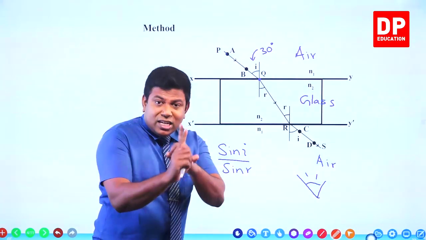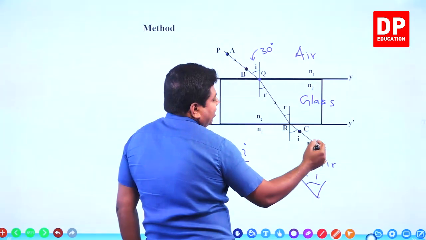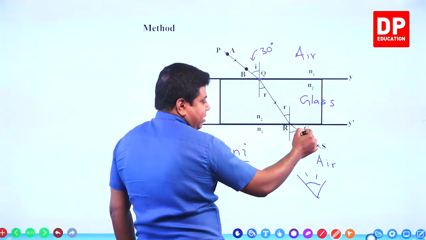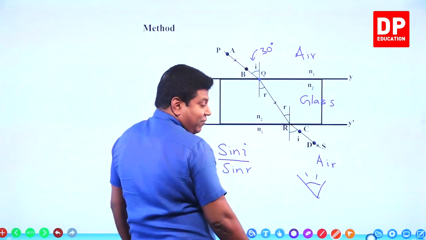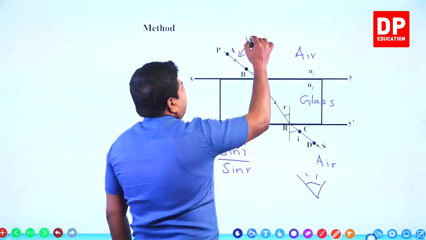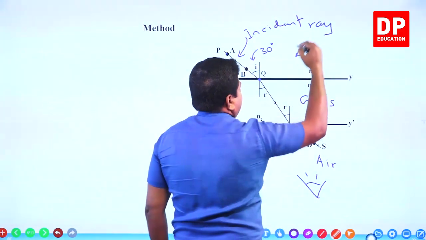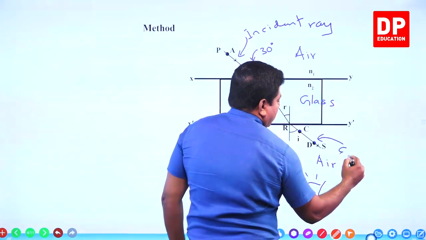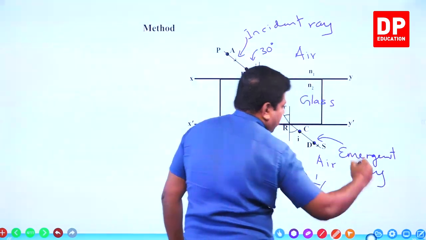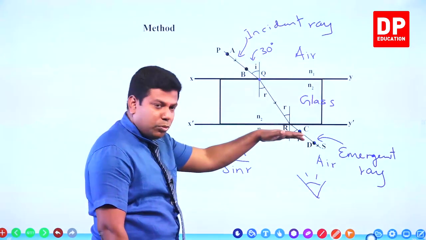So the moment you see that two images are aligned, at that point, we'll be fixing another two pins. That will show us, if you connect the two new pins, this emergent ray. Know the names of these rays. This is the incident ray. Incident ray. And this is the emergent ray. Emergent ray.